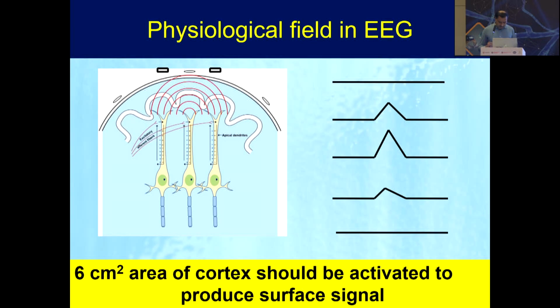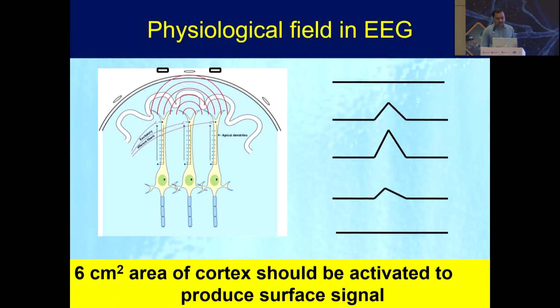So this is the one concept, physiological field, which we'll be discussing again and again throughout the workshop. What we mean by physiological field, as I told you, is the large group of neurons which fire together to produce the EEG signal. It has been estimated that at least 6 square centimeters of the brain area should be activated before that signal is detected by the EEG electrode on the scalp.